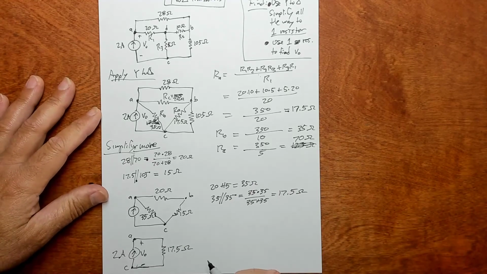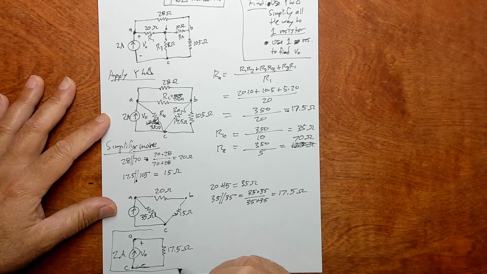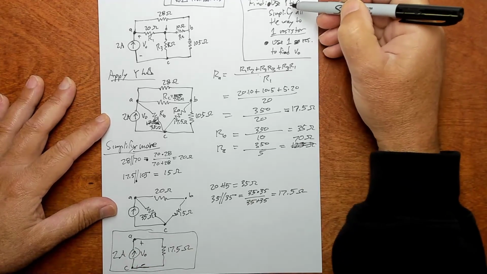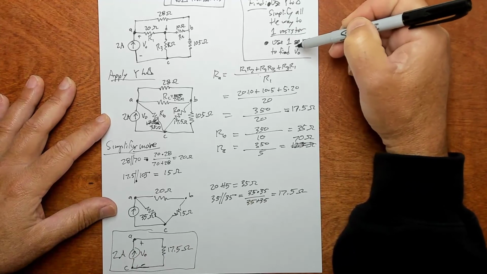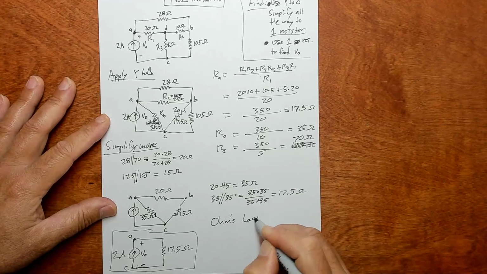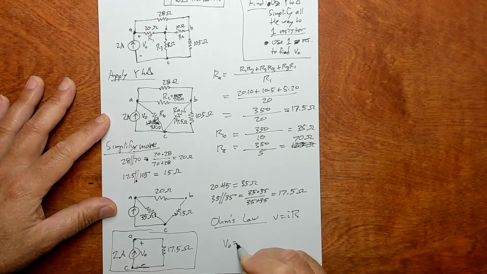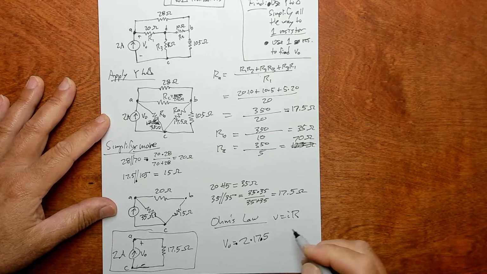Well, so this is the first answer. That's this first answer right here. Second answer, we want to find V0. So Ohm's law, V equals IR. So V0 is going to be 2 amps going around here, going through 17.5 ohms. That's 35 volts.